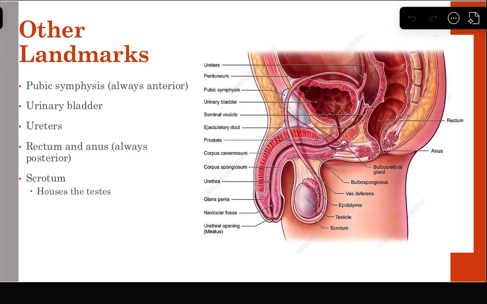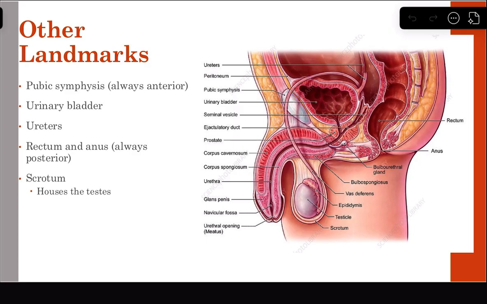Okay, we have the rectum and anus that we can see over here, part of our GI discussion. So here's that rectum, here's the terminal end of our colon, the large intestine, and then the anus over here. And of course we have the scrotum, which is going to house the testes, right? Kind of a protective mechanism and also a temperature regulation mechanism as well. Okay, and that about covers it for all your need-to-know terms regarding the male reproductive system.